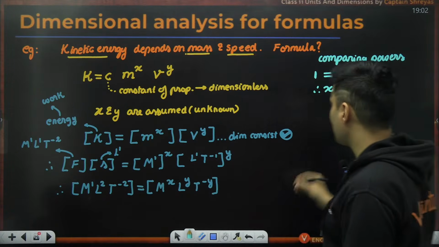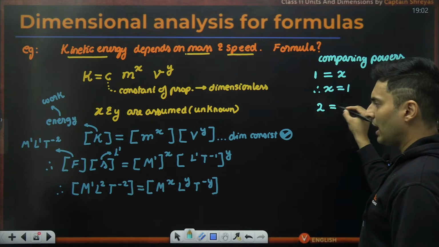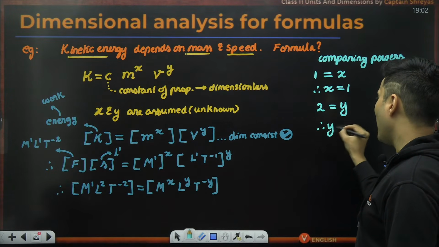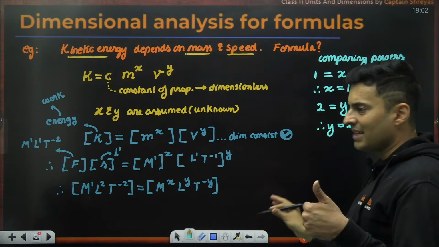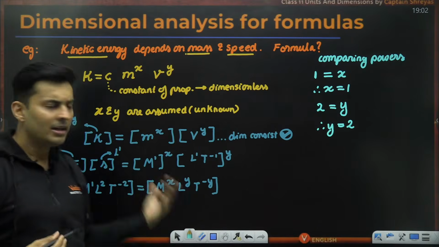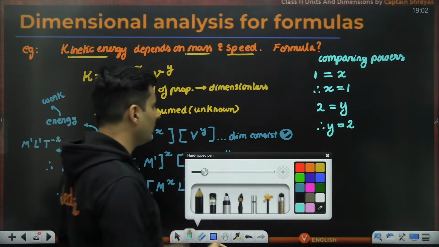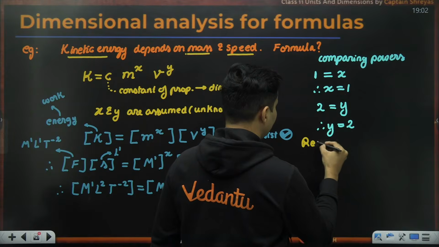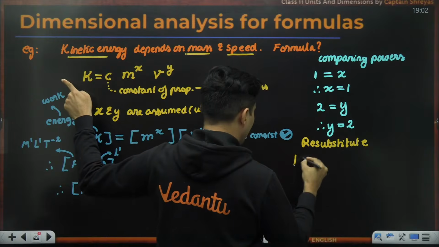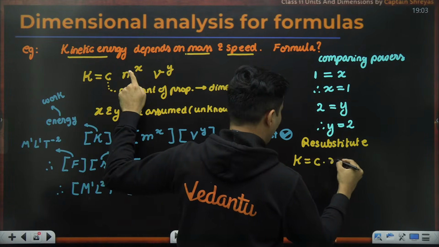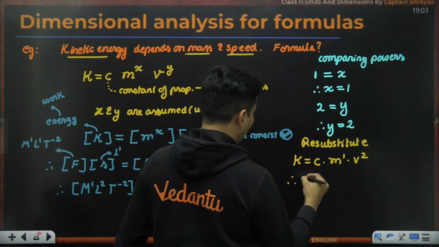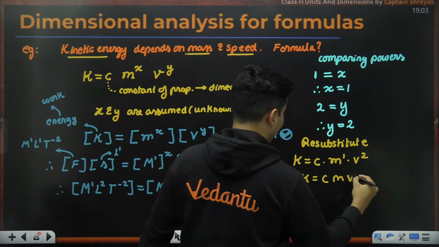If you compare the power of length on the left hand side and right hand side, it is 2 on the left and y on the right. So therefore, y is equal to 2. My job is done. x and y were assumed unknowns. I have now made them knowns by comparing the dimensions. Now resubstitute in the original formula. K will be equal to C into M raised to x, x is nothing but 1, V raised to y, which is V raised to 2. Therefore, kinetic energy is C m v square.